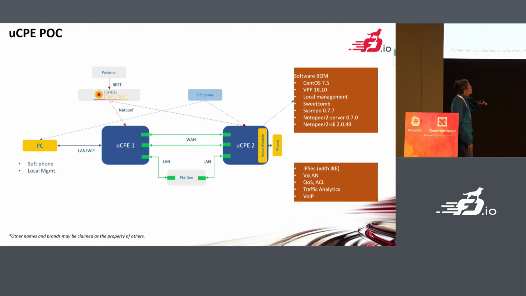On the uCPE 1 and the uCPE 2, we run the CentOS and the VPP and the Sysrepo for the management, and also support different features such as IPSec, VXLAN, QoS, and ACL. On the SD-WAN controller, we run the open source project OpenDaylight, which is connected to the uCPE through the NETCONF. And we also have the SIP server to support the VoIP services.